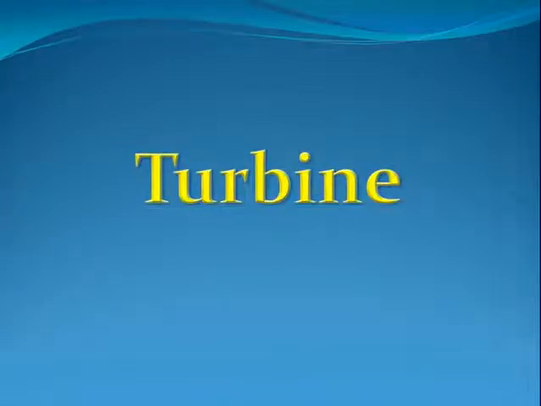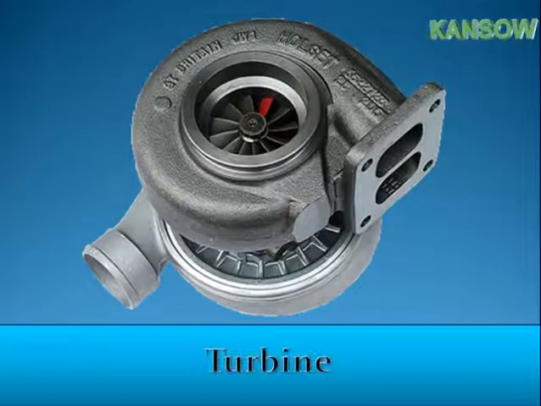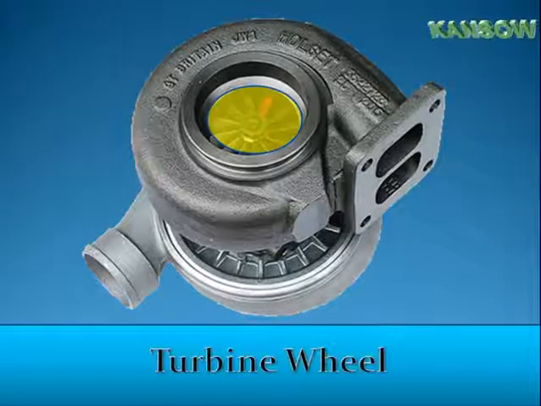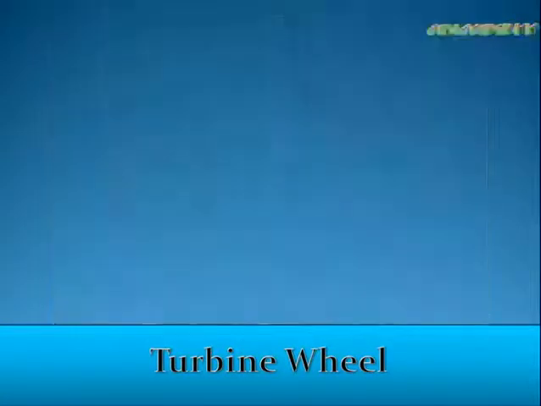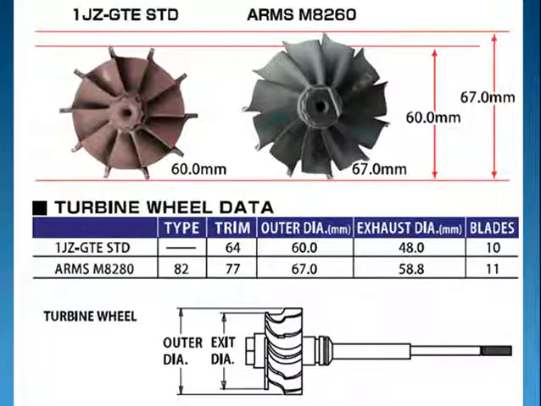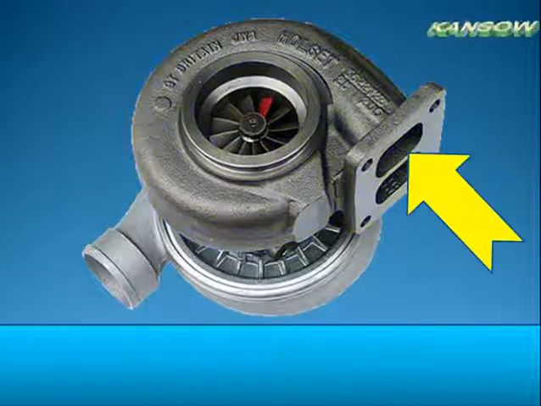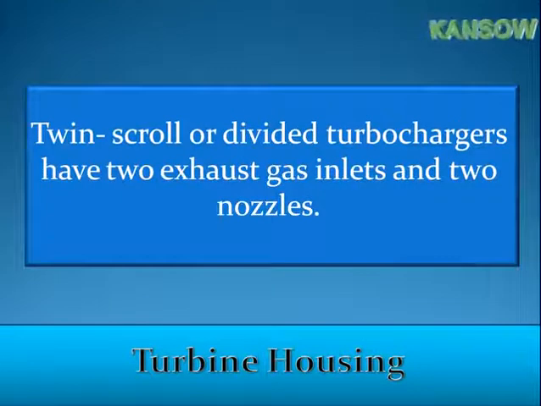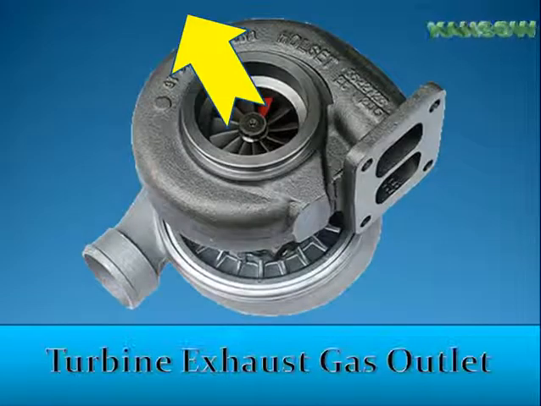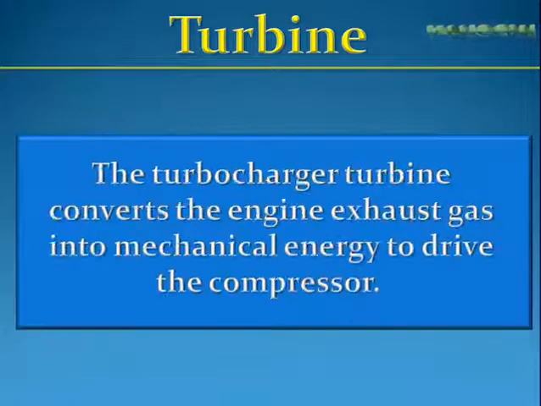Turbine. Twin-scroll or divided turbochargers have two exhaust gas inlets and two nozzles. The turbocharger turbine converts the engine exhaust gas into mechanical energy to drive the compressor.